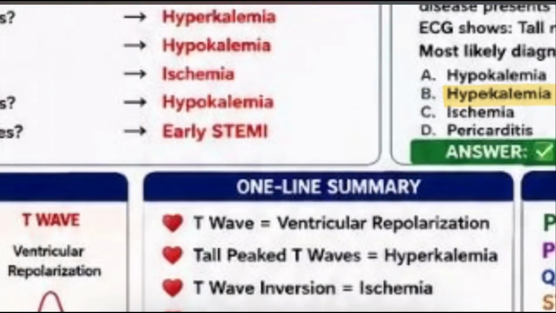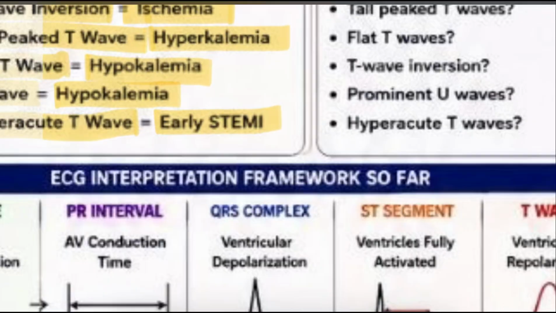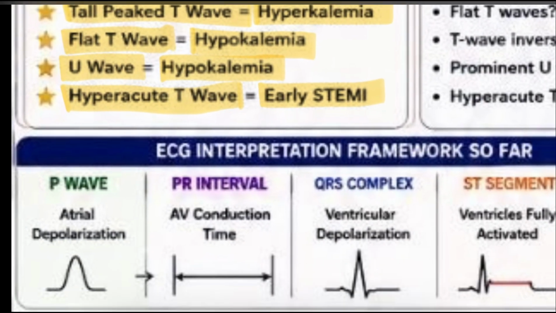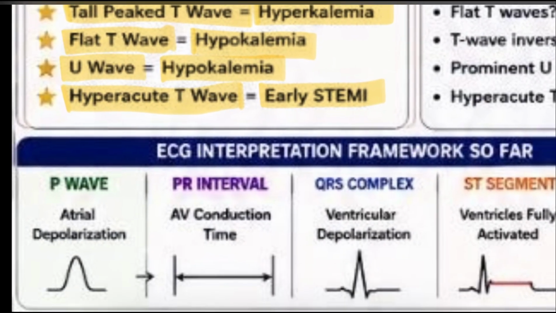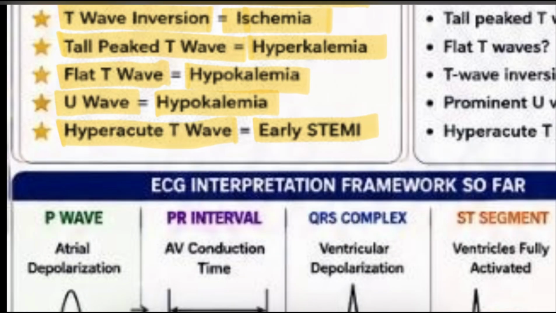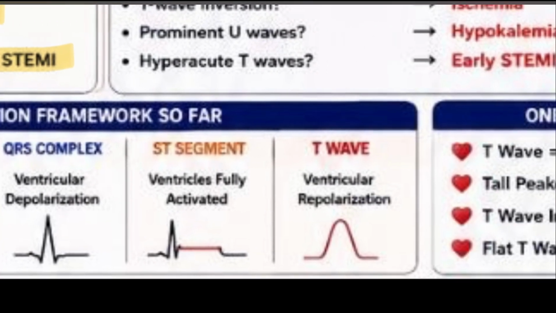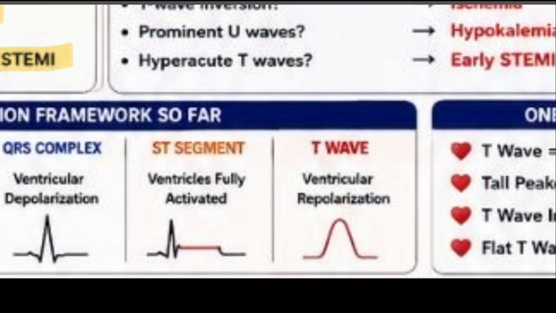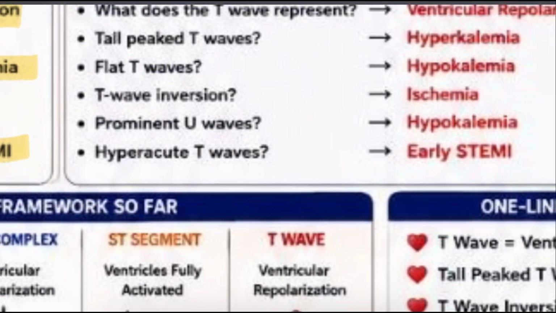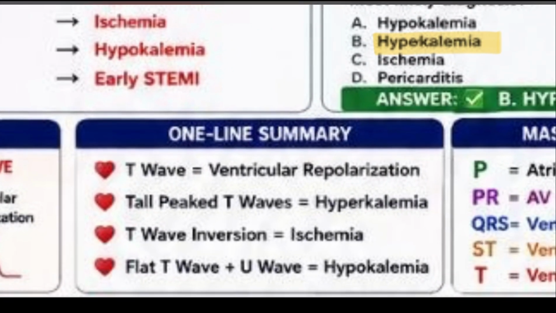Okay. So in ECG interpretation, always first we have to check the P wave, atrial depolarization. The PR interval will be the atrioventricular conduction time, and the QRS complex will be ventricular depolarization. Next, you can see the ST segment. Next, you can see the T wave, ventricular repolarization. Okay, so this is the important point.